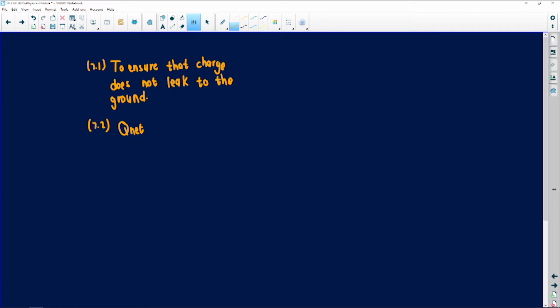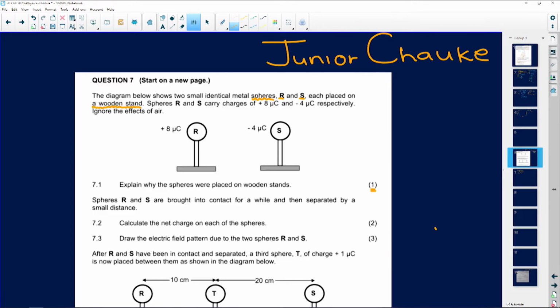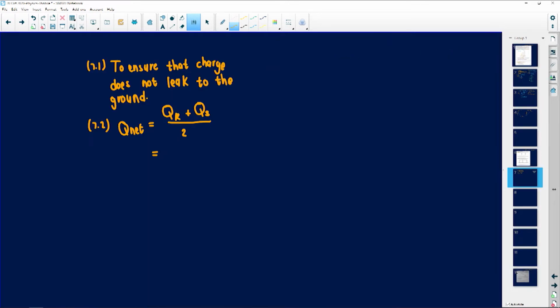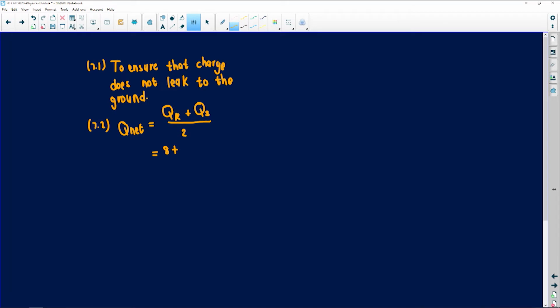Remember, net in physics is like total or the sum of. Remember, charge is represented by a capital Q. We are talking about sphere R plus the charge on sphere S. Remember, we can't say 1 and 2 because the examiner has already named it for us. I'm going to say 2. Remember, R is an 8, if I'm not lying. Yes, R is 8. The other one is a -4. So I'm going to say 8 plus, open bracket, minus 4, all over 2.